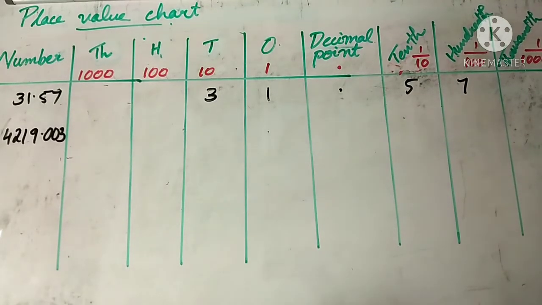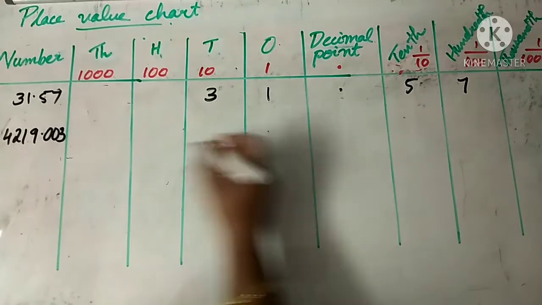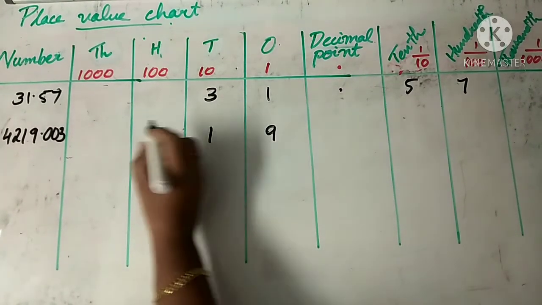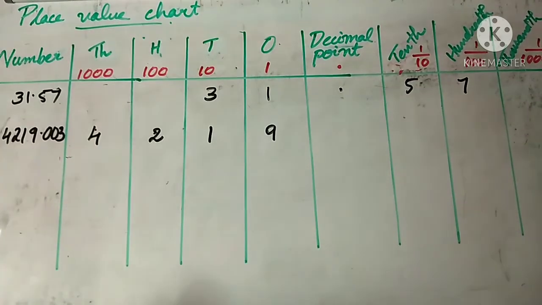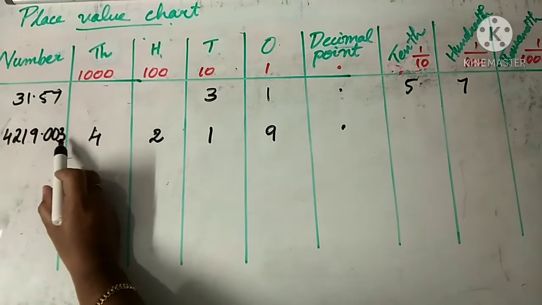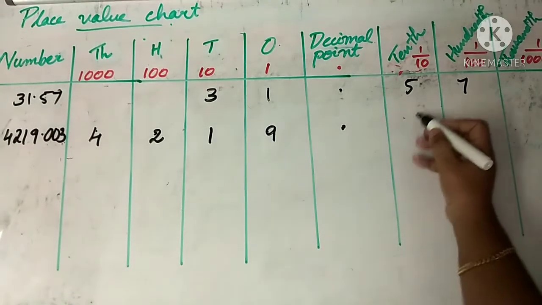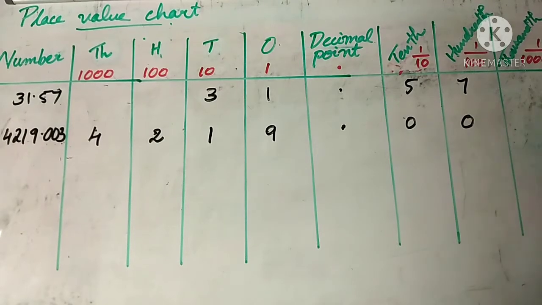So next number, 4219.003. How will we represent it? Before the decimal point, as usual, ones, tens, hundreds and thousands. 9 comes in the ones place, 1 in the tens place, 2 in the hundreds place, and 4 in the thousands place. Then comes the decimal point. 0, 0, 3. Tenth, hundredth, thousandth. 0 comes in the tenth place. Next 0 comes in the hundredth place, and 3 comes in the thousandth place.